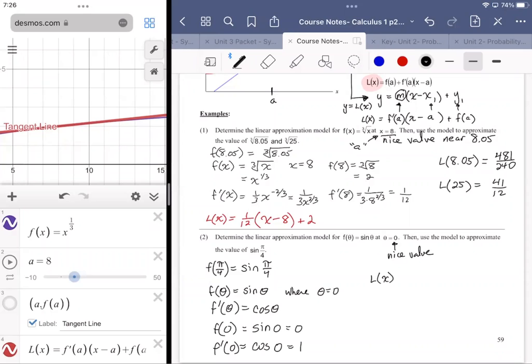L of x. Derivative goes in first, 1 times x minus 0 plus the y value corresponding with that x value, which is also 0. This whole thing simplifies down to just an x. I'm using x here because that's the linearized model, but it would really morph over to L of theta is equal to theta. All right. So what we would need to do here is evaluate this for pi over 4. Which happens to be pi over 4.